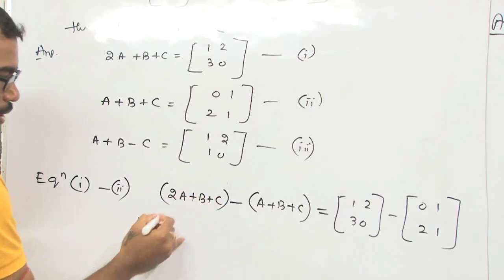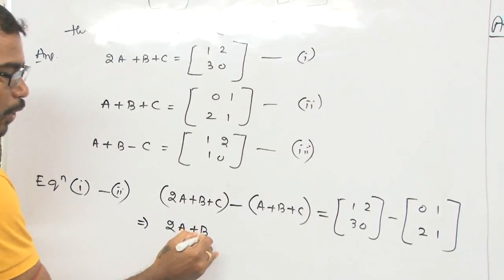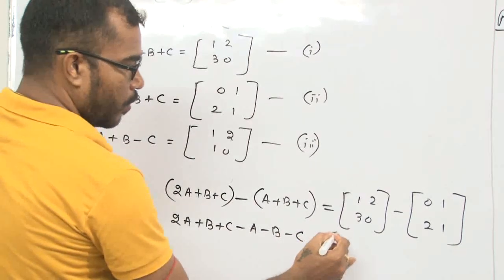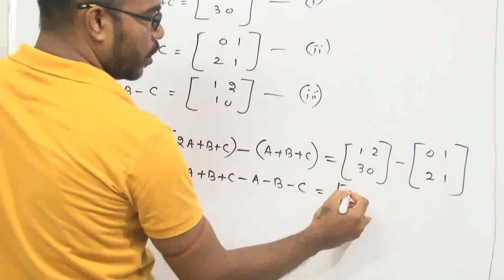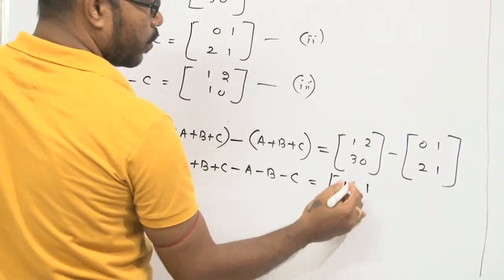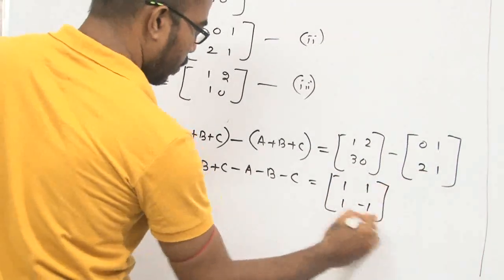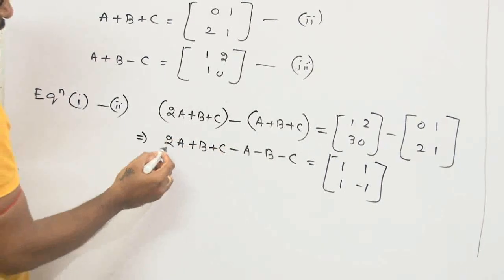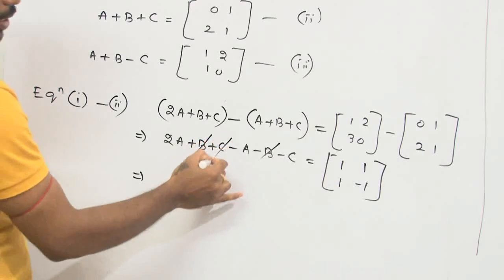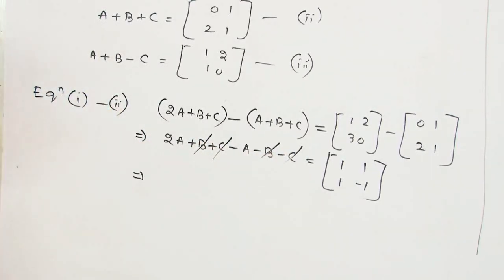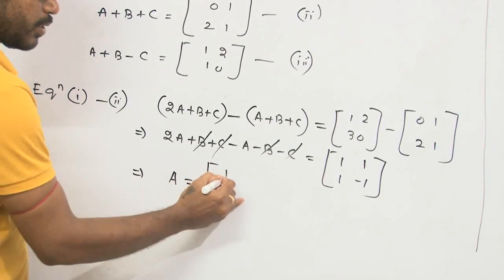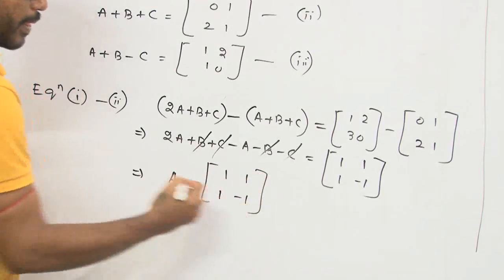So here 2A plus B plus C minus A minus B minus C is equal to, if we subtract them, 1 minus 0, that is 1, 2 minus 1, that is 1, 3 minus 2, that is also 1, 0 minus 1, that is minus 1. Now cancelling B matrices and C matrices, because of opposite sign. So 2A minus A, that is A. So the value of matrix A is [[1, 1], [1, -1]].